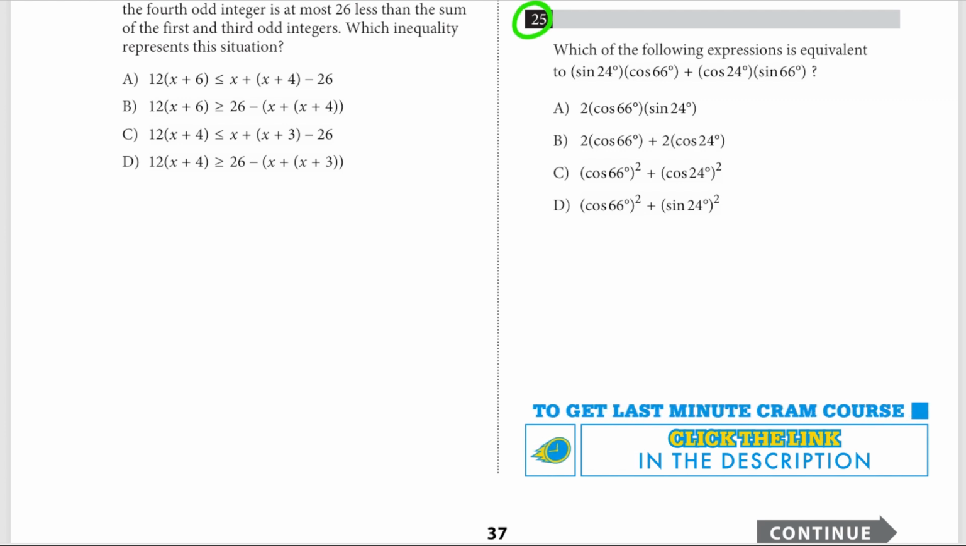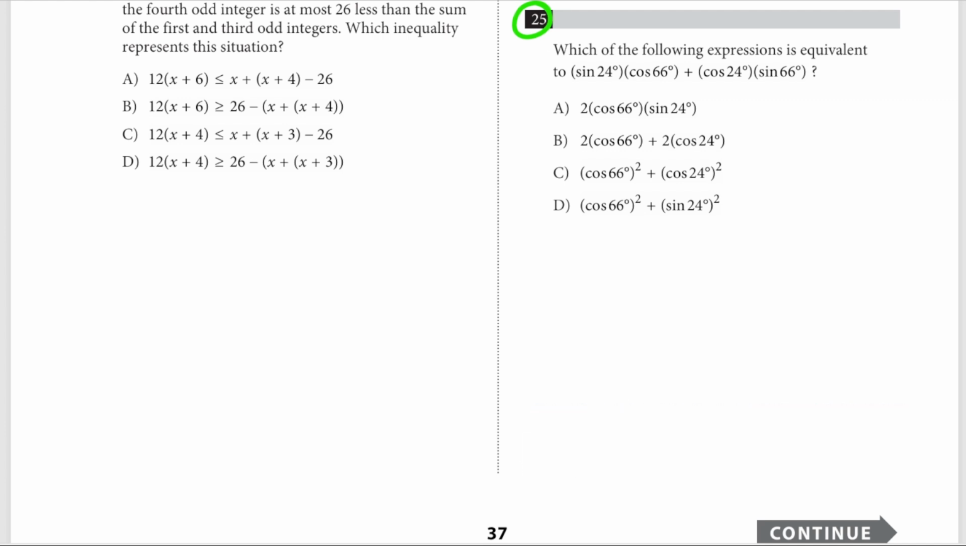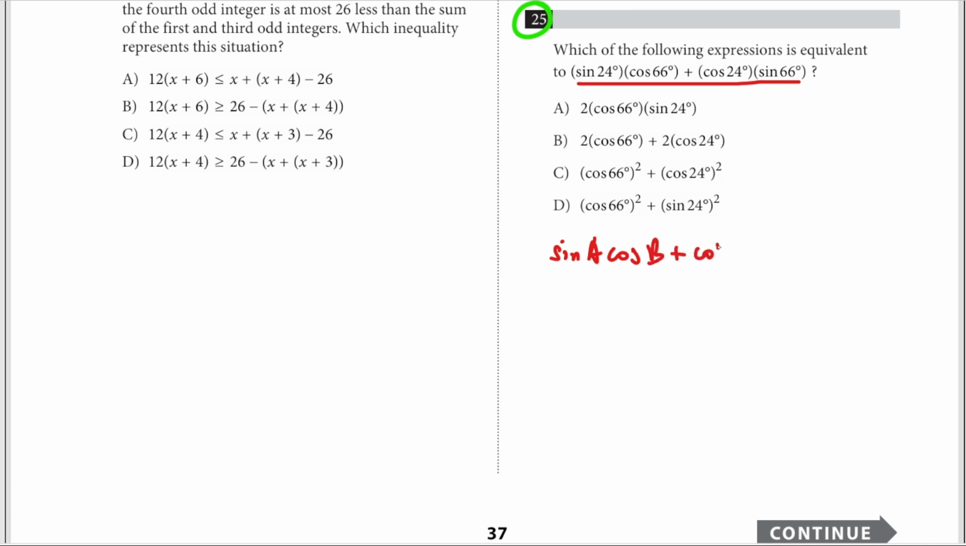We don't have a lot of trick questions on the SAT, so let's try to cover this question in a lot of detail. First things first, we need to simplify this expression, and I'm going to present a couple of formulas that you just need to know. The first formula is sine A cosine B plus cosine A sine B, which is equal to sine of A plus B.